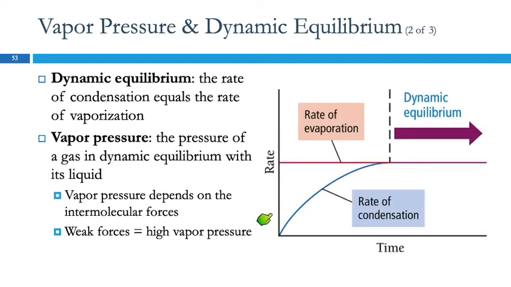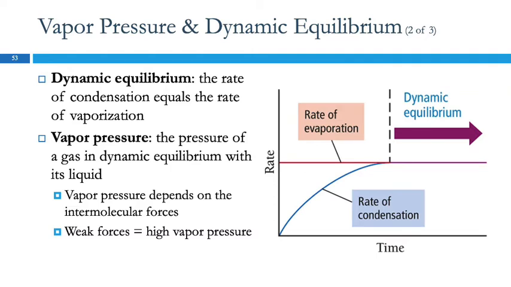So this is looking at those rates on a graph. So this is increasing, going up as time goes on. The rate of evaporation is just going to stay constant because the temperature isn't changing and the surface area isn't changing. Nothing's changing there. Initially, the rate of condensation is 0 because there's nothing to condense. As evaporation proceeds, we get more and more gas, and so the rate of condensation increases until they become equal. Dynamic equilibrium.